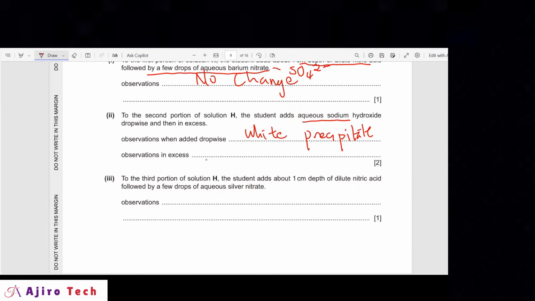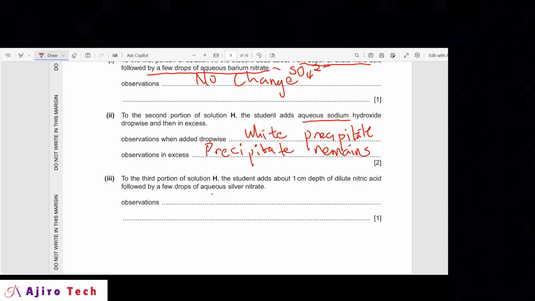Now, by the time it is added in excess, the white precipitate remains. So the white precipitate remains. That is what you would see from your table. You could watch other videos on paper 6 to see how we make use of the table. So the precipitate remains. All right.